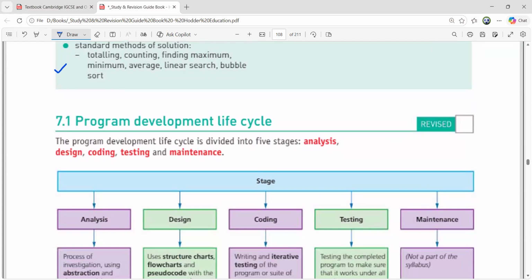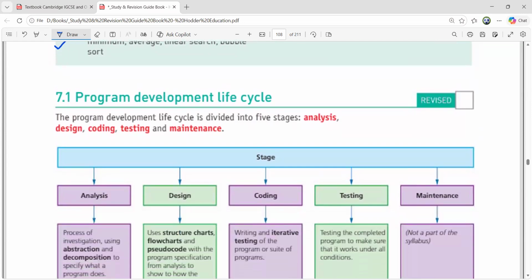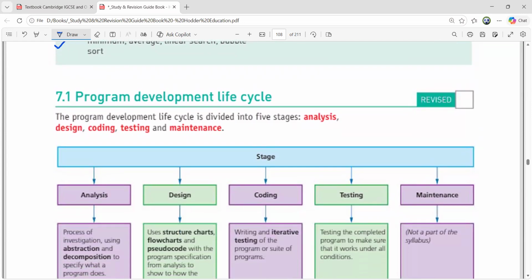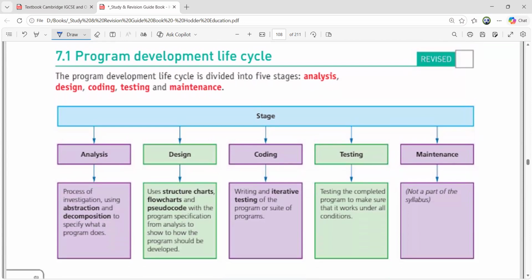Moving to 7.1, program development lifecycle, which we shorten as PDLC. So these are the 5 stages, and for you people, you need to know analysis, design, coding, and testing. Although maintenance is also a very integral component of the PDLC stages, let's talk about analysis. It is the process of investigation using abstraction and decomposition to specify what a program does. Whatever the program is performing, we use abstraction.